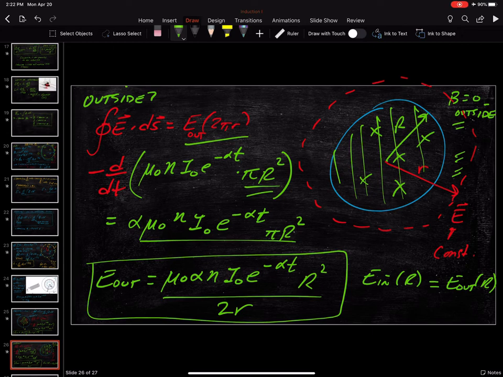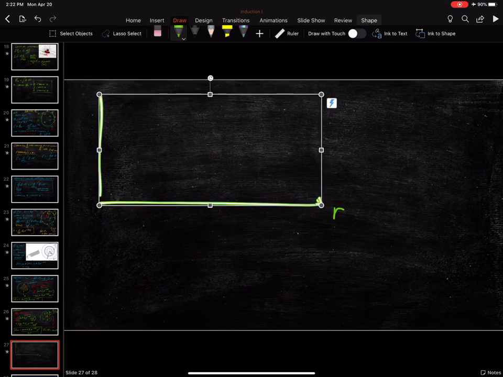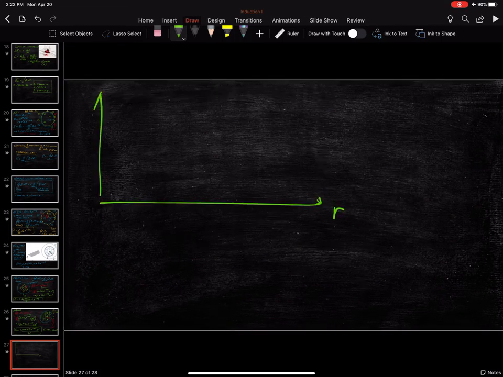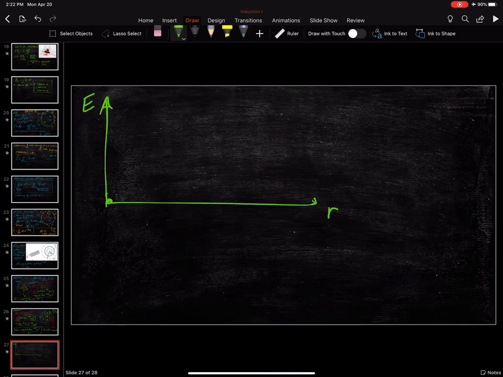And so if I was to make a plot of this thing, the electric field versus distance, this induced electric field starts off inside. Inside it grows with distance. So it grows until you get to r, and then it falls off as 1 over r. So this would be the induced electric field inside and outside of a solenoid. See how it goes? Nothing to it.